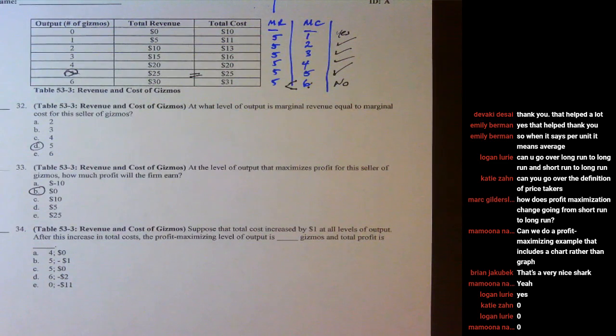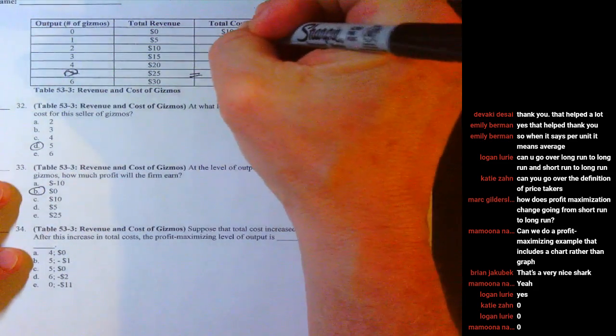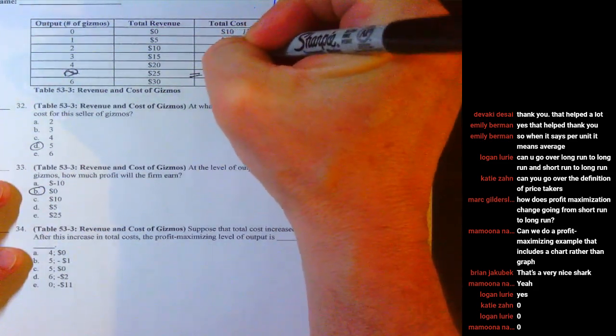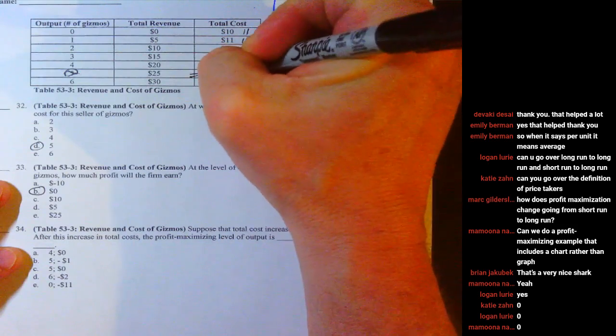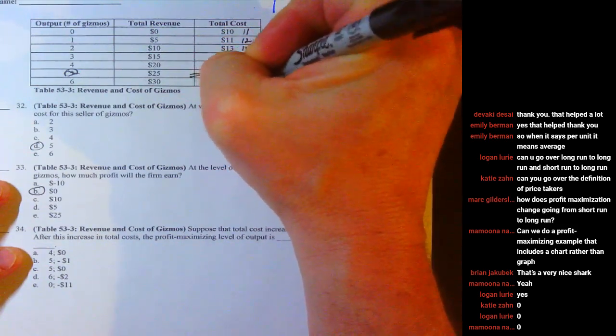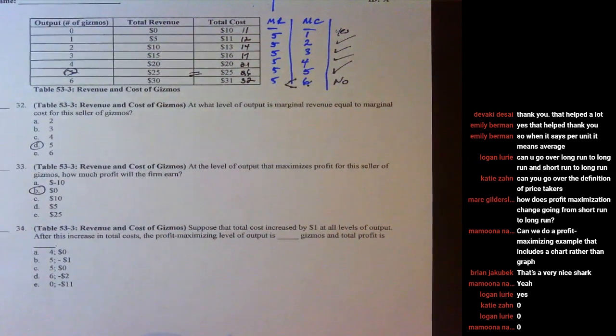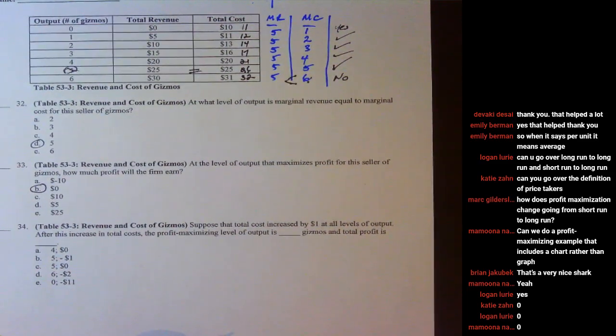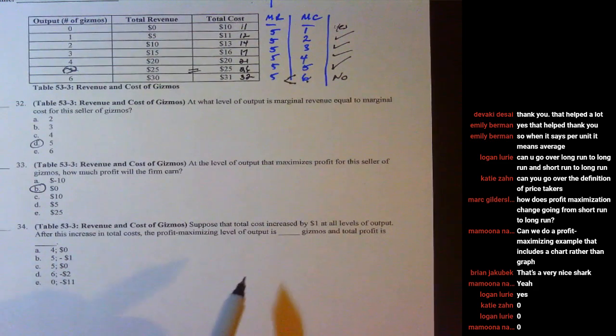Suppose that total cost increased by 1 at all levels of output. Okay, so if we go to 11, 12, 14, 17, 21, 26, and 32, what is our new profit maximizing level of output?